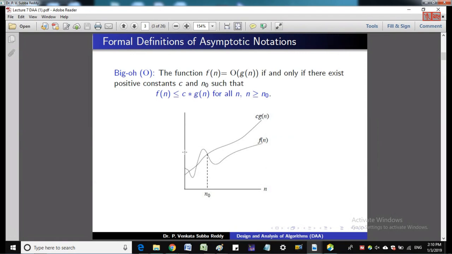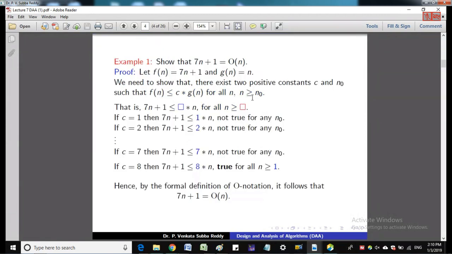Now, when we say that f of n is big O of g of n, we already saw that if there exist two constants c and n naught such that f of n is less than or equal to c into g of n for all n greater than or equal to n naught, then we say that f of n is big O of g of n. This we covered in the previous lecture. And to show that a function, for example 7n plus 1, is big O of n, we need to find the two constants c and n naught such that the given inequality becomes true. That we saw in the previous class.